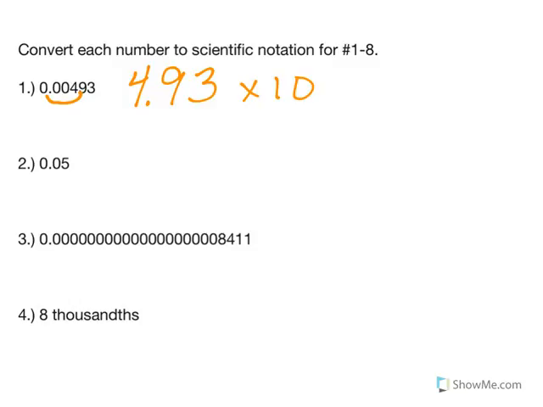So our beginning number was less than 10, so I moved it 3 places, 1, 2, 3, and therefore my exponent is negative 3. In number 2, I'm going to move it 2 places, so I'll take 5 times 10 to the negative 2.